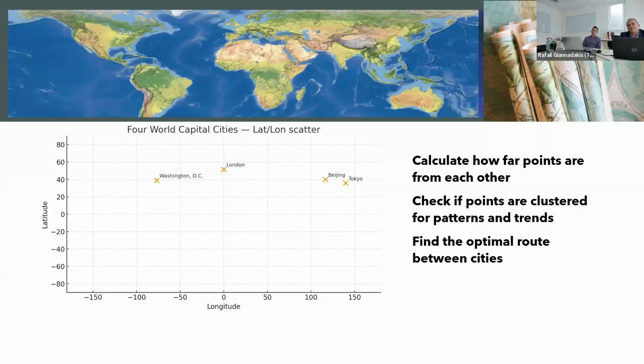Or to calculate distances better, or to find an optimal route between cities or between streets for a courier, for example. Here we have an example of putting four main big cities and capitals on a map: London, Washington. If you take the map above this, you can see that Washington may be somewhere here, London somewhere here, and Tokyo at the right side.